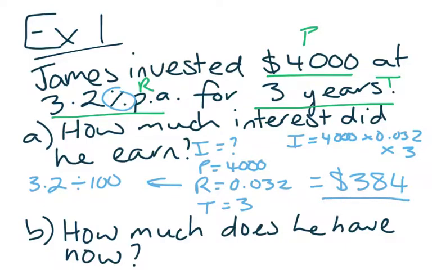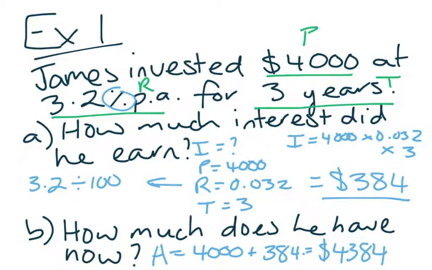So then part B, how much does he have now? So that is A, which would be the principal, which is 4,000, plus the 384. So he has $4,384 in his account now.